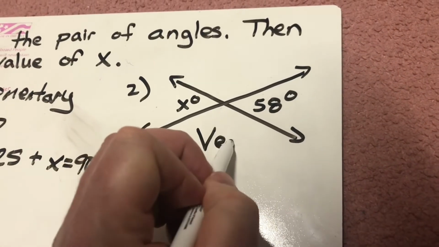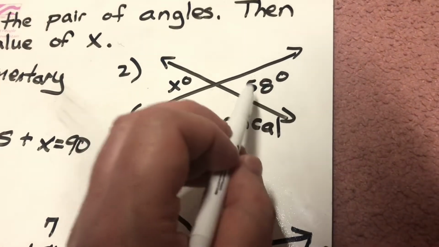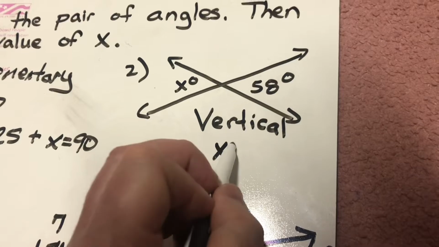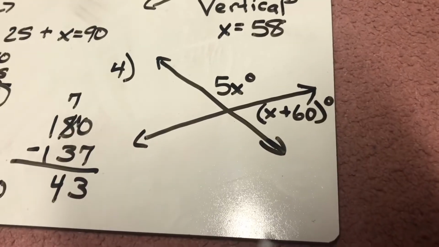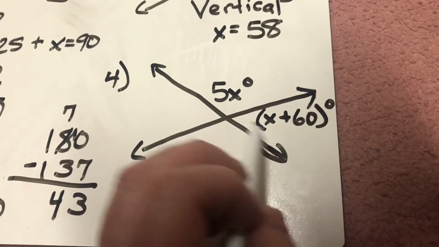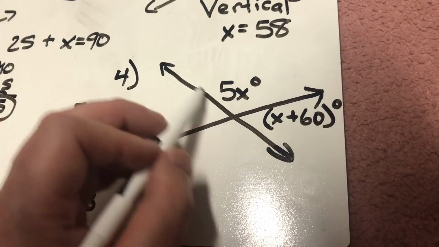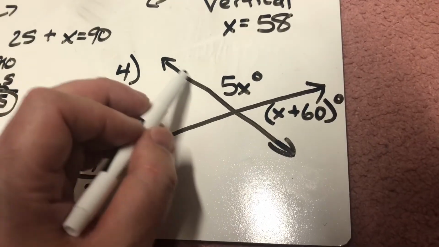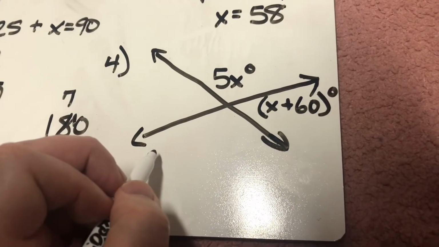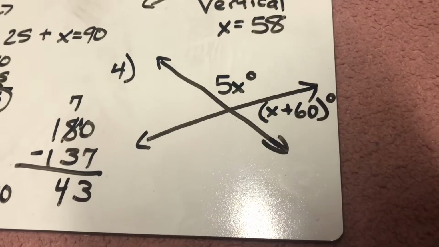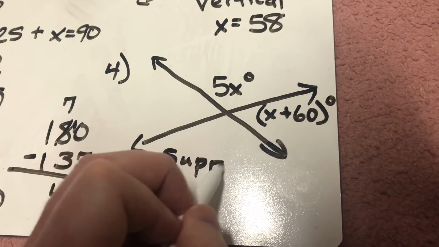When I move right along to number 2, I see intersecting angles and they are opposite, which means that I know that these two angles are vertical. I know that vertical angles are always equivalent. So if this angle is 58 degrees, I know that x has to equal 58 degrees. Number 4 is kind of interesting here. Here we have x plus 60, and here we have 5x. But the key is noticing that I have a straight angle, which means that this angle is 180 degrees, which tells me that the whole thing is 180 degrees, which tells me that these two angles combined would once again have to be supplementary.